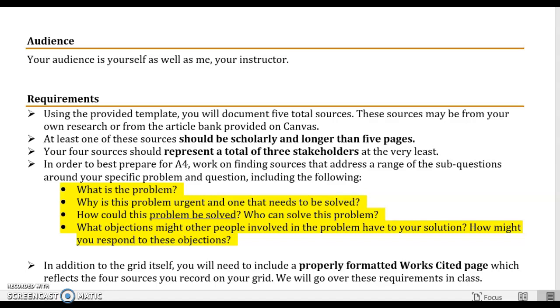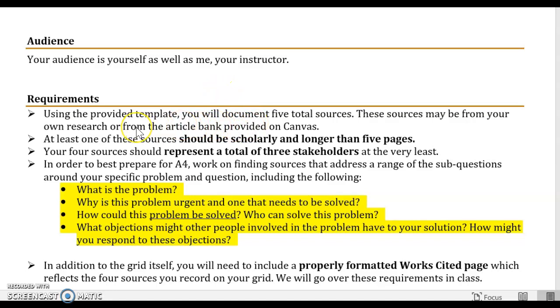So this is what you really want to make sure you're paying attention to. This assignment is not difficult as long as you are paying attention to all of the things that you need to do. And if you're doing what you need to do, then it won't be hard to do well on this assignment. But in order to do that, you need to make sure you're aware of these requirements.